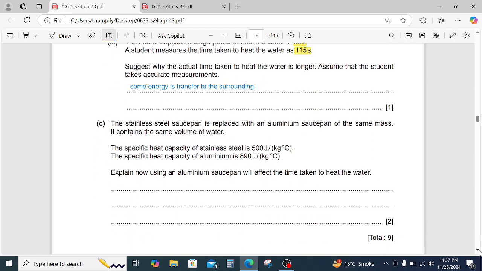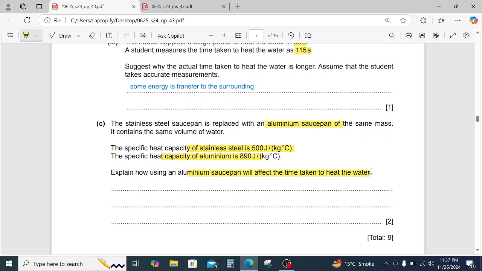Next, the stainless steel saucepan is replaced with an aluminium saucepan of the same mass. Wait, I will highlight it. The saucepan contains the same volume of water. The specific heat capacity of stainless steel is 500 joule per kg per degree Celsius, and the specific heat capacity of aluminium is 890 joule per kg per degree Celsius. Explain how using the aluminium saucepan will affect the time taken to heat the water.